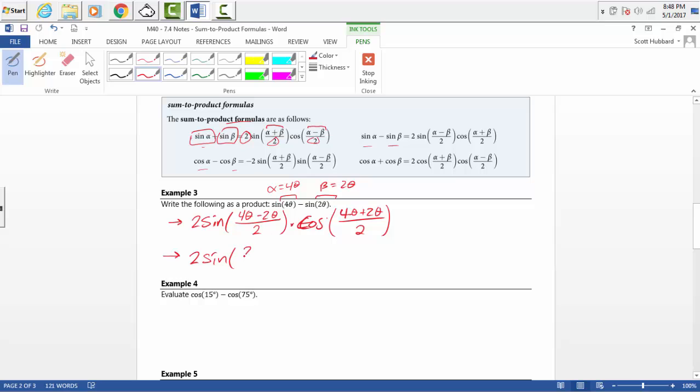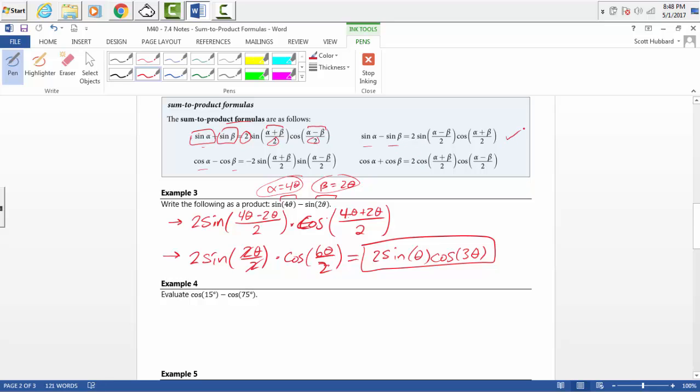4 theta minus 2 theta is 2 theta, so 2 theta over 2 times cosine of 4 theta plus 2 theta, so 6 theta over 2, and then we can go ahead and finish out. Now these 2's cancel, 2 sine theta, and 6 divided by 2 is 3. So that's it. So just identify your alpha, identify your beta, and then just apply the formula. I applied this formula because it was a sine minus a sine.